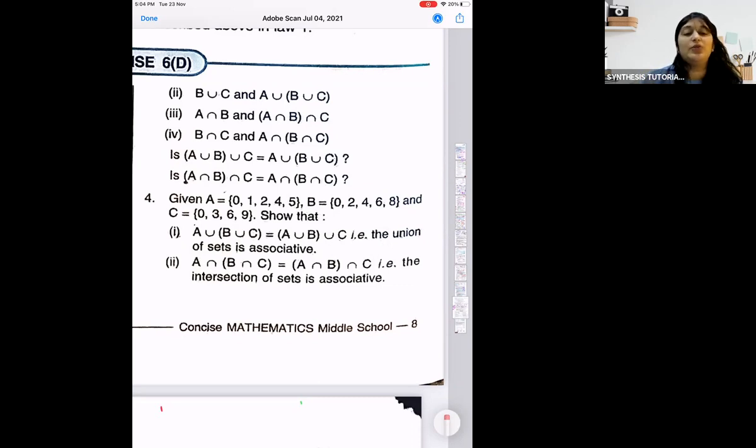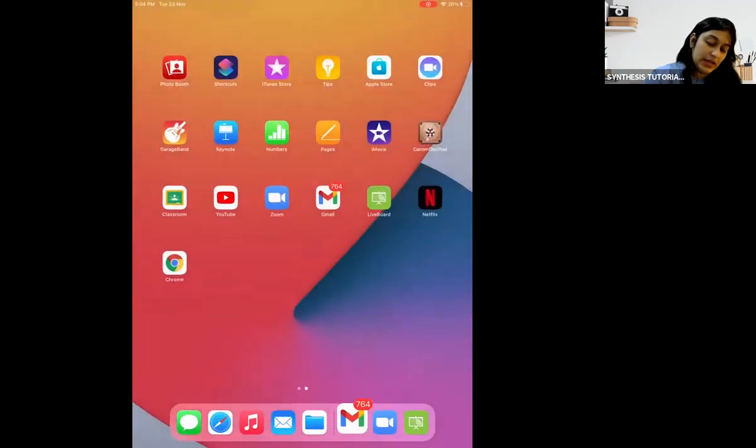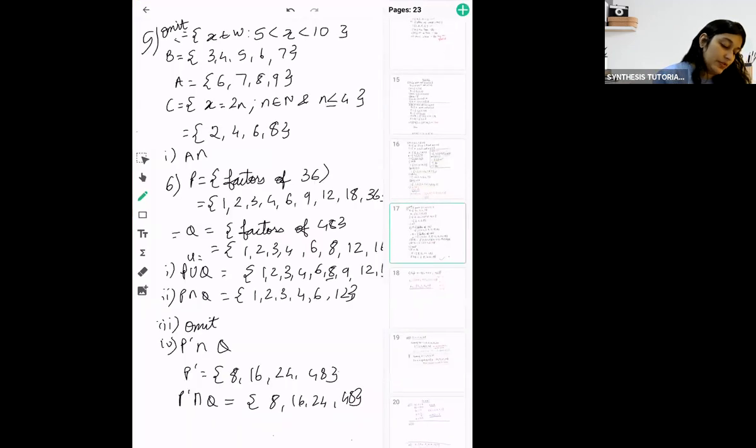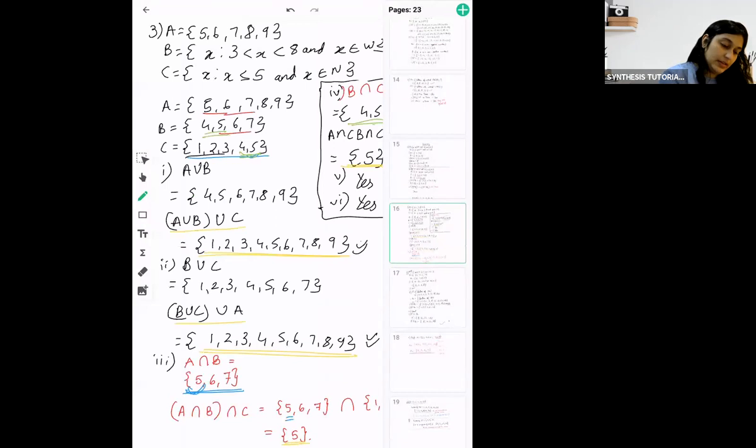मतलब आप पहले B यूनियन C ढूंढोगे और फिर उसको A के साथ यूनियन करोगे और फिर पहले A यूनियन B. बेसिकली इनको इक्वल बताना है, जो हमने ऊपर किया वैसे ही करना है, बट जस्ट अभी सेट्स और एलिमेंट्स अलग हैं. Okay, so I'm not sure if they've done it. ये नहीं किया है. Do you all want to take this for homework or you want me to do it?